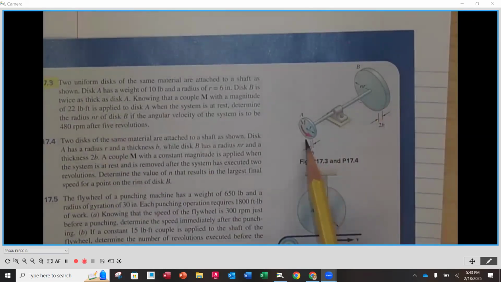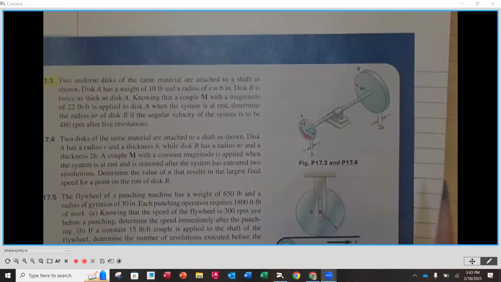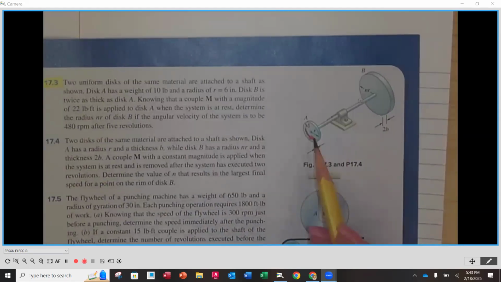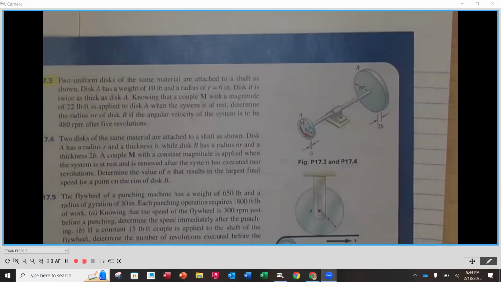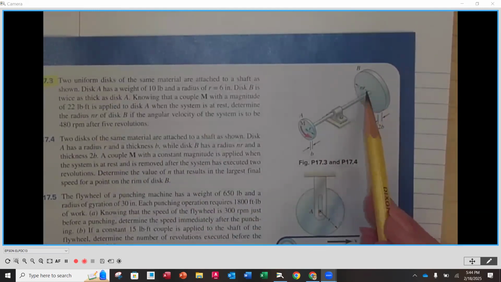Disc A, which is the front one, has a weight of 10 pounds and a radius of 6 inches. Disc B is twice as thick as disc A. Knowing that the couple, capital M here, and a couple is really like torque, it's a moment, okay? The couple M, with a magnitude of 22 pound-feet, is applied to disc A when the system is at rest. So it's starting out at rest, and then this moment, or torque, is going to be applied to it. Determine what the radius nR needs to be.